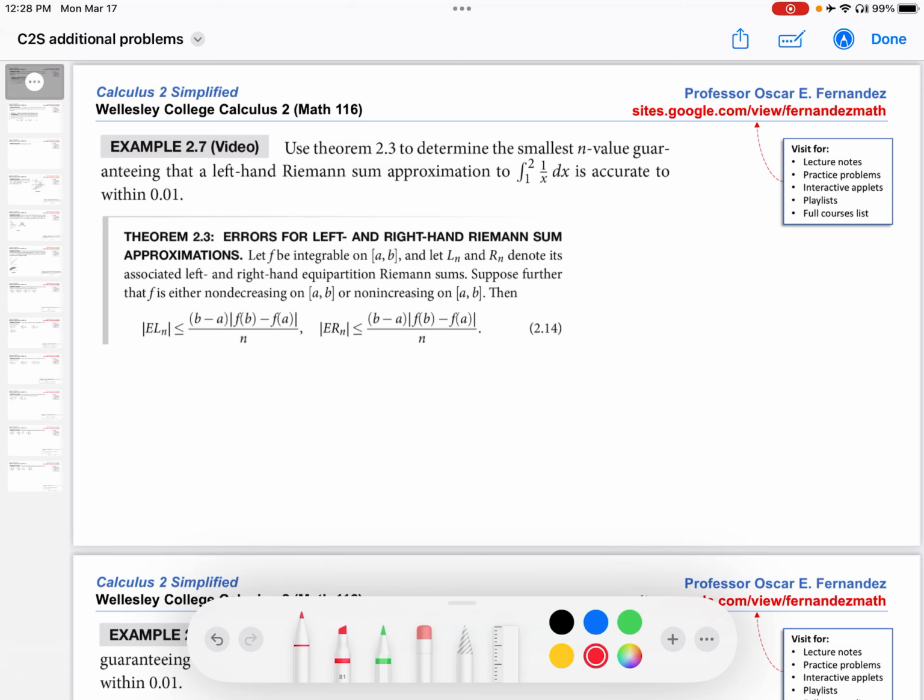In this video, we are going to work through example 2.7 from my book, Calculus Simplified. So this example says, use theorem 2.3 to determine the smallest n value, guaranteeing that a left-hand Riemann sum approximation to this integral is accurate to within 0.01.